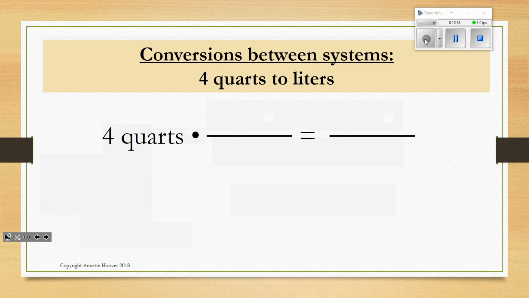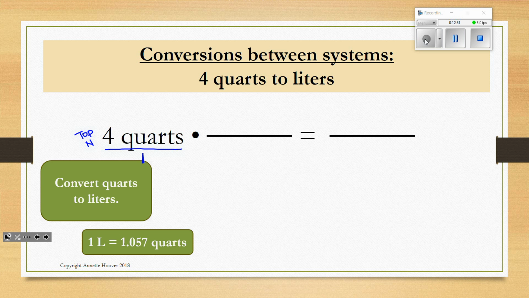4 quarts to liters. Well, again, we have 4 quarts. It's not a ratio, so we know it's over 1. So this is on the top. This is the numerator. We need a conversion between quarts and liters. And what we know is that 1 liter is equal to 1 57 thousandths of a quart. So we're going to cut and paste that into a ratio.